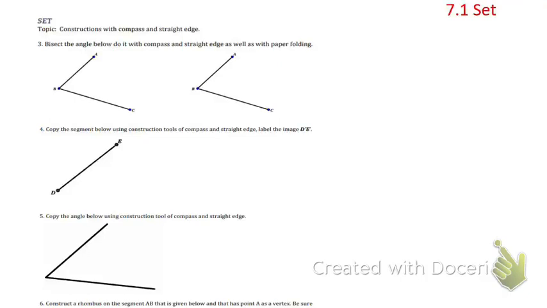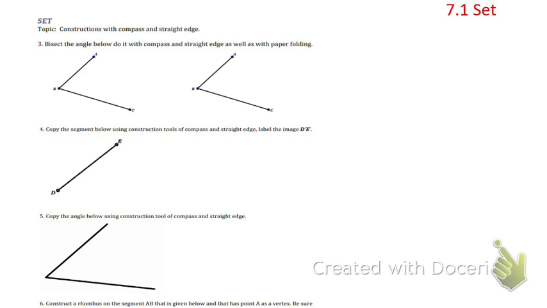In the 7.1 set, you'll be using your compass and straight edge to complete some constructions. On problem 3, the first one, they're going to ask you to bisect the angle. Bisect means to cut in half. So we're going to take angle B and we're going to cut it in half.